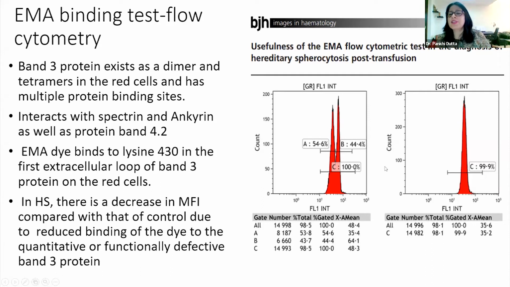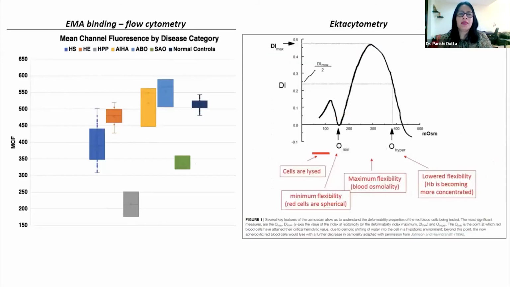There's enough evidence to show that even in hereditary spherocytosis post-transfusion, this is quite sensitive to pick up the abnormal cells. So this is still considered a screening test because there are other situations where you can get a low mean fluorescence intensity with EMA. And this represents hereditary spherocytosis. But what has the least EMA binding is hereditary pyropoikilocytosis.